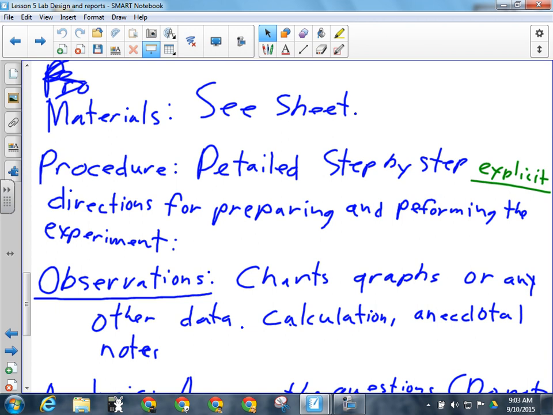Add water, check conductivity. Like that's, how do I do that? Those aren't instructions. I don't know what that is, but it's not instructions, okay? And it's not going to help someone else perform the lab, okay? So we need a fairly good level of detail there.